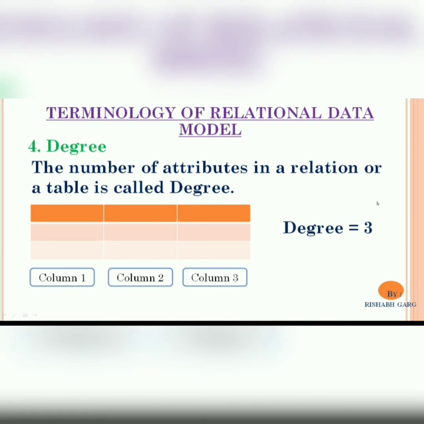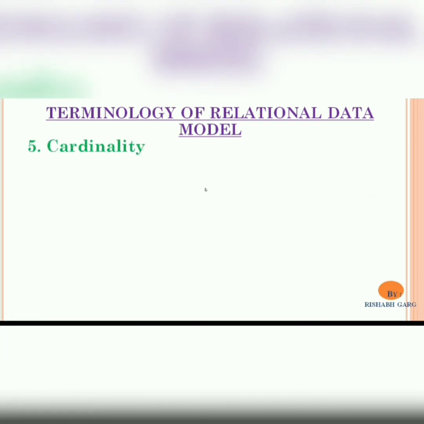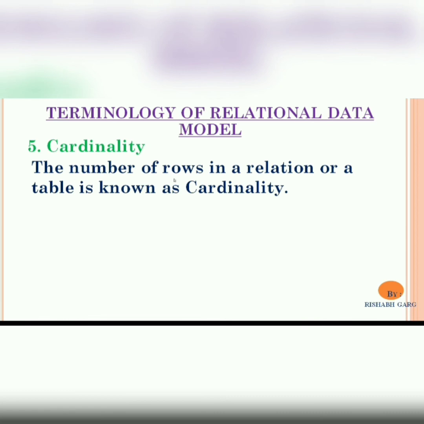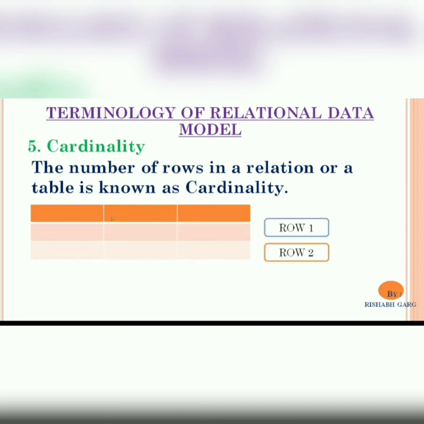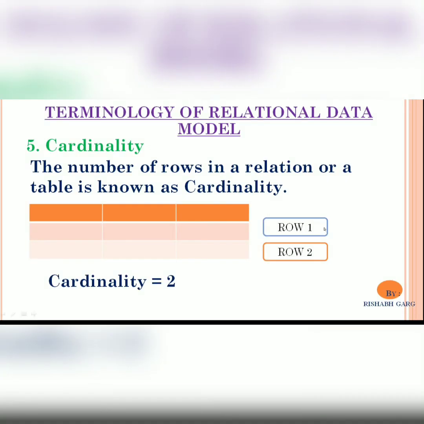Number 5 terminology is cardinality. The number of rows in a relation or a table is known as cardinality. Let's take an example to understand this. Suppose we have a table in which we have 2 rows. Then the cardinality of this relation is 2. I hope it's clear to all of you.